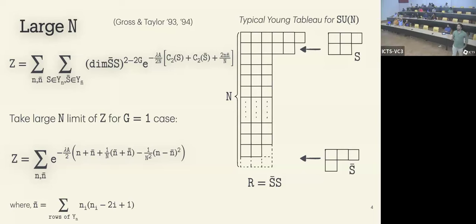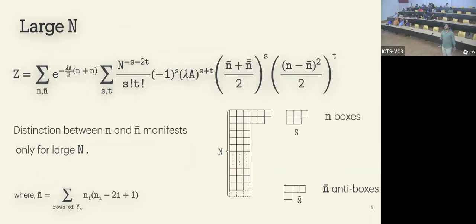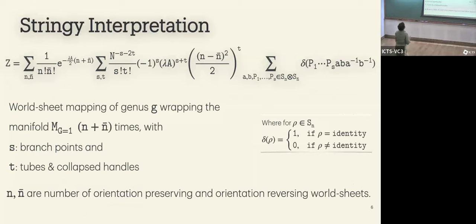Yeah. So, good. So I kept, let's say we keep the exponential intact and then you expand in 1 by n to count the number of genus. And S and T is just the exponential. Like you had exponential and then you had 1 by S factorial because of the exponential of the first factor and the second factor. I will tell you what are the interpretations of this S and T. And again, these are N boxes and N bar anti boxes. And I said that distinction between this N and N bar manifests only at large N. That's what I said. Okay.